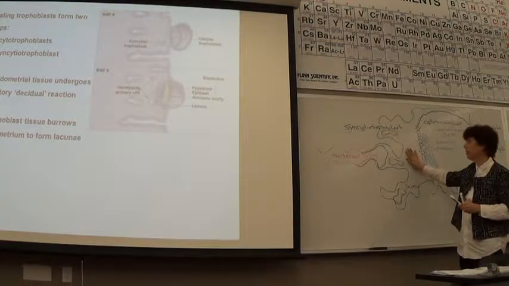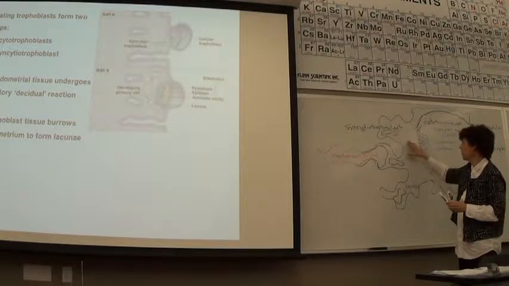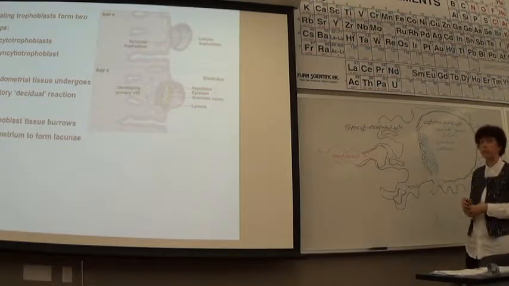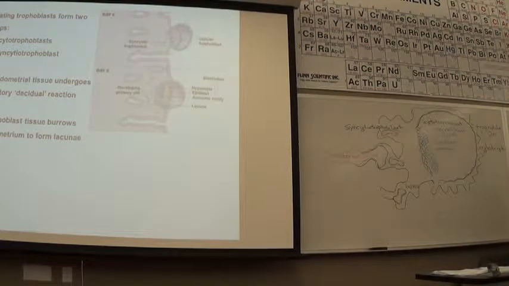So the cells in here, at first it's just the fused syncytial trophoblast. All right, but we're going to see some further development as these become more mature. All right, if you want to take a picture of that.